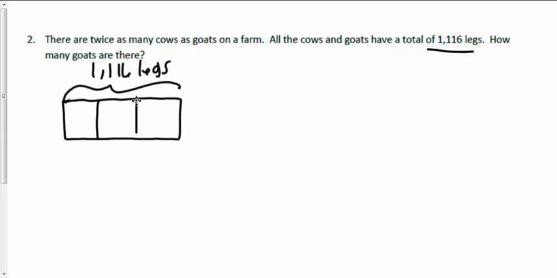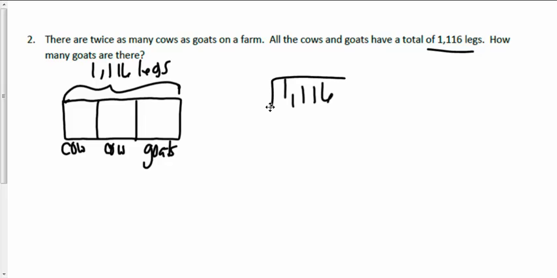So I've got cows, cows, goats. Okay? So now I'm trying to figure out how many goats there are. So first of all, I'm going to have to figure out how many animals there are. So if I've got 1,116, and I know that each animal has 4 legs, so let's take this number and divide it by 4.